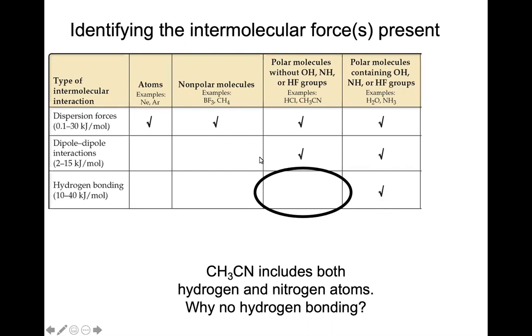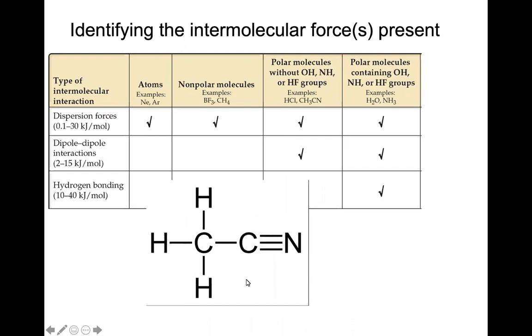As I look at this one, CH3CN, I know that includes both hydrogen and nitrogen atoms, but notice it doesn't have this designation for hydrogen bonding. Why would that be? Can't we just look at the formula? We've got to be able to take the formula and think about, well, what is the structure for it? So even though it includes hydrogen and nitrogen, they're not bonded together. They don't have this nitrogen-hydrogen connection between them. So even though they're within the formula, there is no hydrogen bonding there. It's simply a polar molecule with both dispersion forces and dipole-dipole interactions.